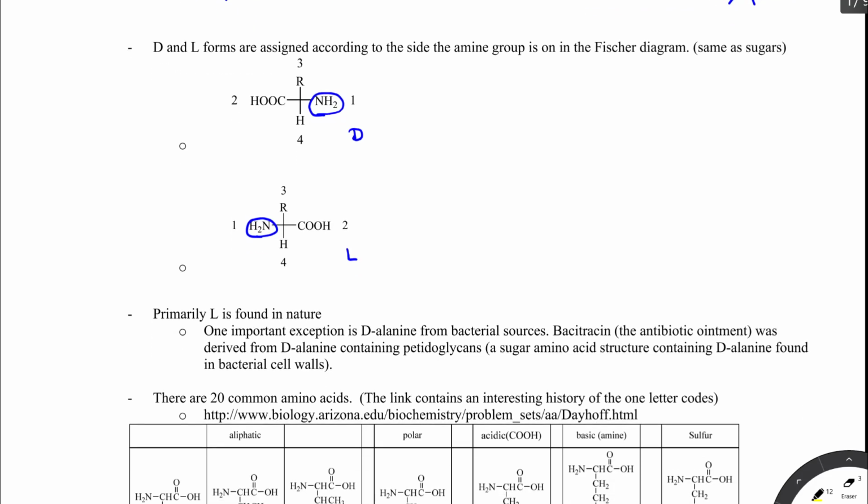And it turns out that the L amino acids are the ones that are most commonly found in nature. As far as I know, we don't produce any D amino acids in our body. There are, in fact, 10 amino acids we can't actually produce enough of at all, or produce at all for that matter. But the L is what we find typically in nature.